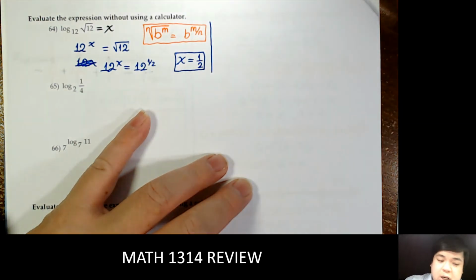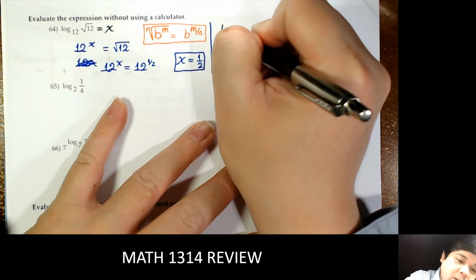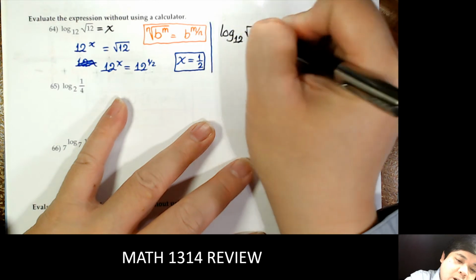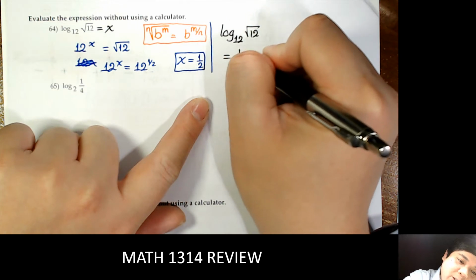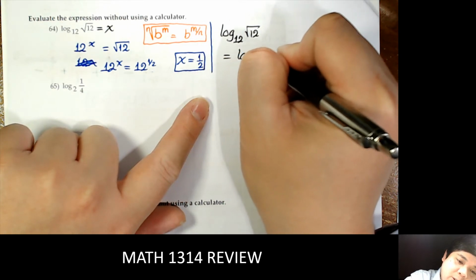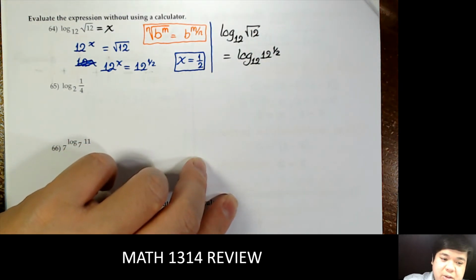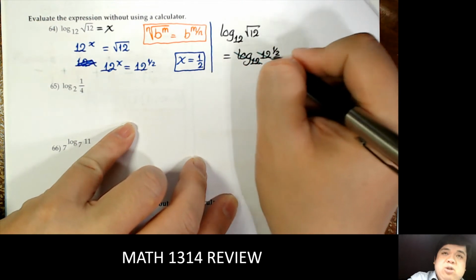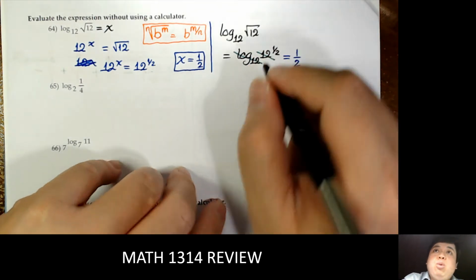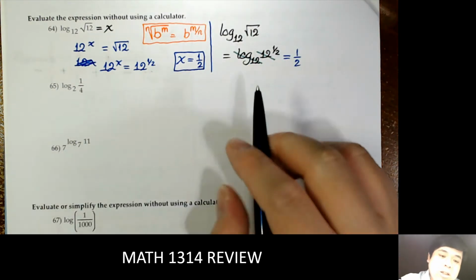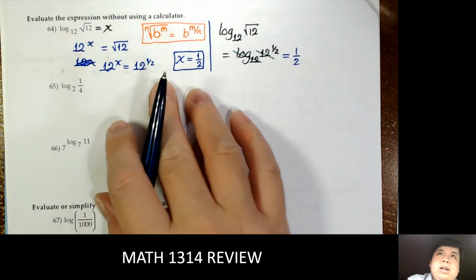The other way we can do this will require knowing the properties. First we write the square root of 12 again as 12 to the 1/2 power. When we have that, we can simplify. Log base 12 and 12 cancel out, leaving us with 1/2. So when we have the log and exponential composed together, they cancel out. Right, so we can do it either way.